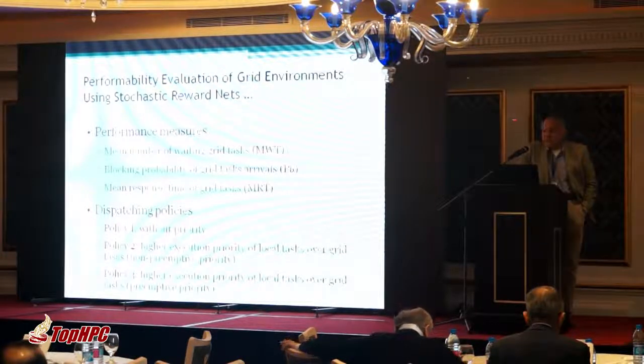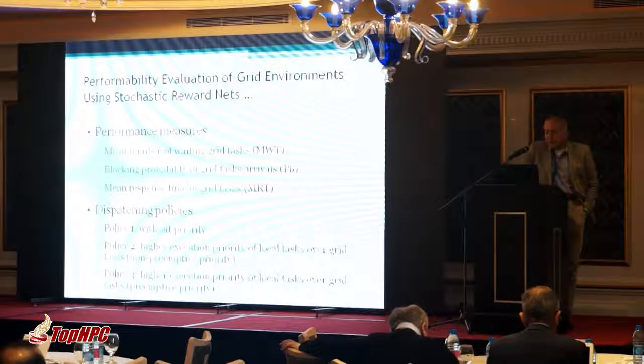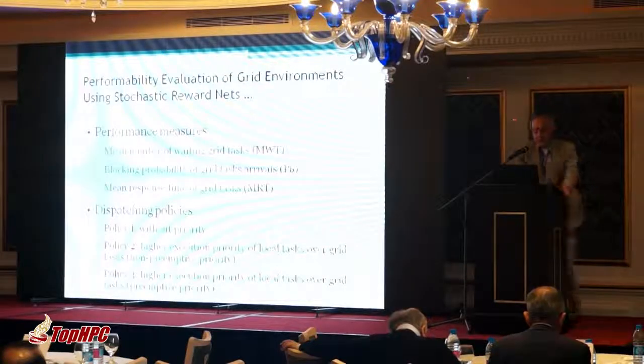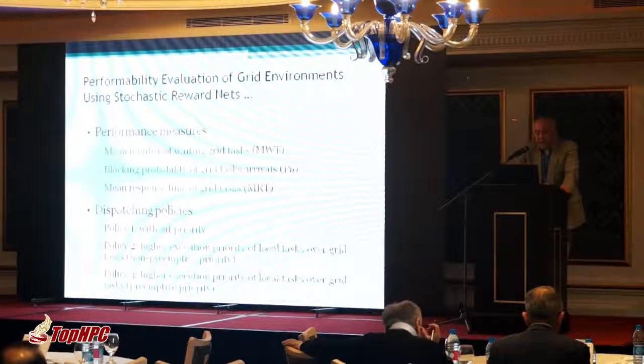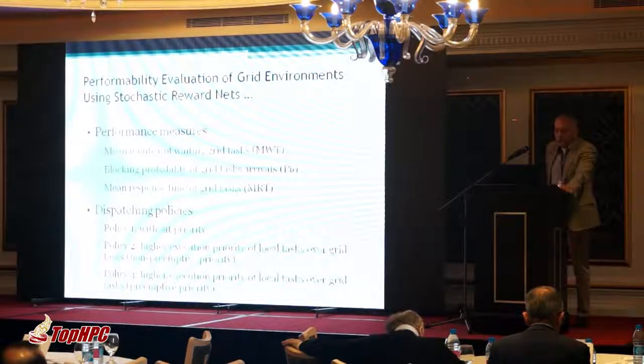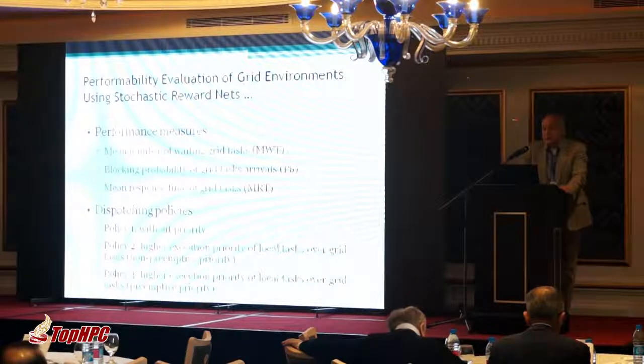Performance measures of interest in this work were the mean number of waiting grid tasks, the blocking probability of grid task arrivals, and the mean response time of grid tasks, under the dispatching policies. Three policies were considered: without priority, with higher execution priority of local tasks over grid tasks, and with higher execution priority of local tasks over grid tasks, preemptive priority. The last one was non-preemptive.